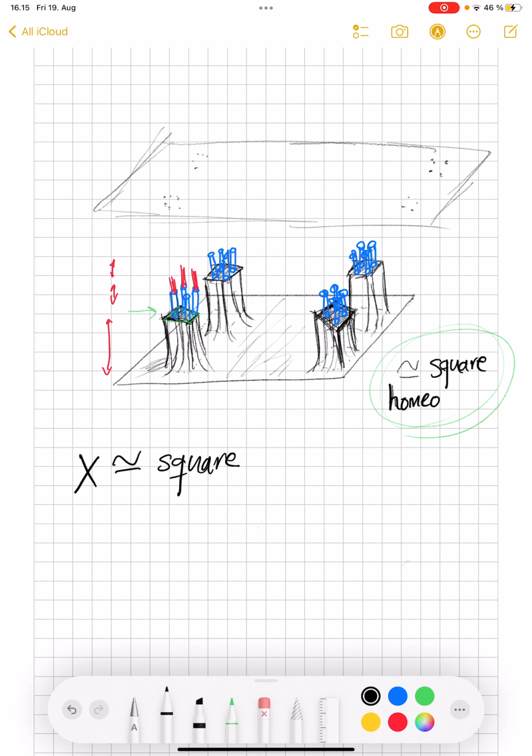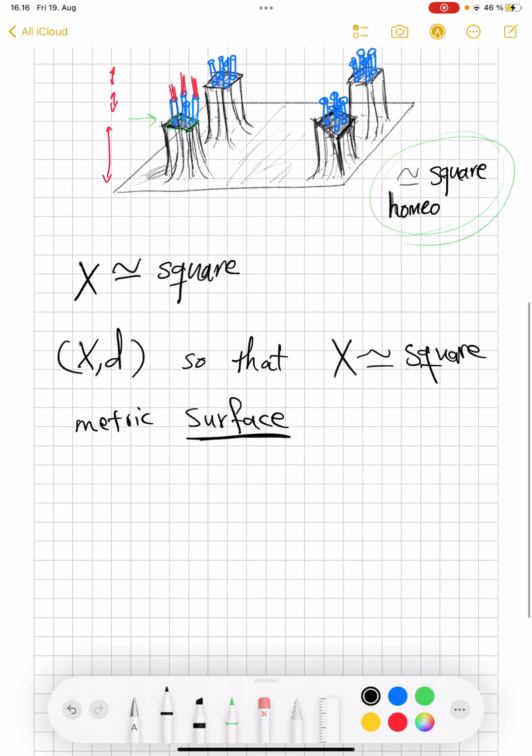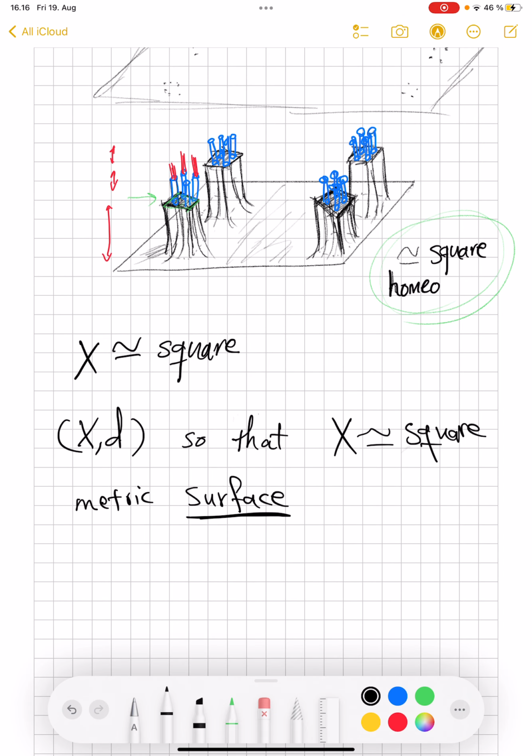So it's the collection of cylinders plus the top cap to close it off, and that makes it homeomorphic to a square. This was important to us because we wanted to ultimately find a metric space so that topologically it's homeomorphic to the square, so that we call it a metric surface rather than just a space. It's a surface emphasizing the two-dimensionality of the thing. But wait a second, what is the distance here?